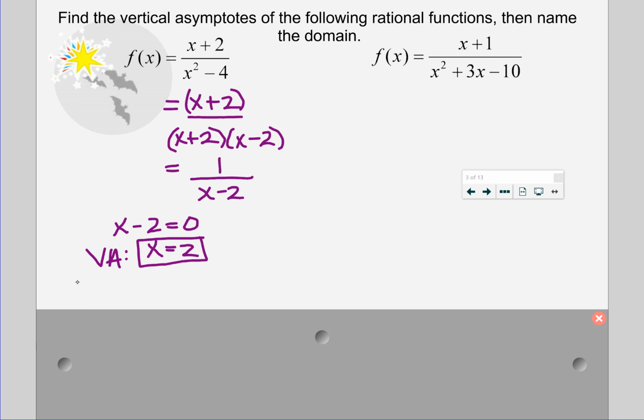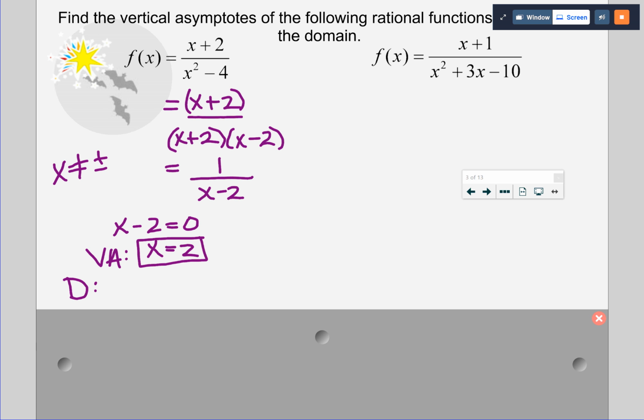It also says here to name the domain. The domain is any x value that would give you a 0 in the denominator in the original function. So we're not looking at the reduced one here. We're looking at the original one, and you can maybe look at the factored version of it that we have here. So definitely a vertical asymptote is a domain restriction. It's going to be a line that we're not going to be able to cross. But then we also have this x plus 2 in the denominator, which means what else is a domain restriction? Negative 2. So my x's cannot be plus or minus 2.